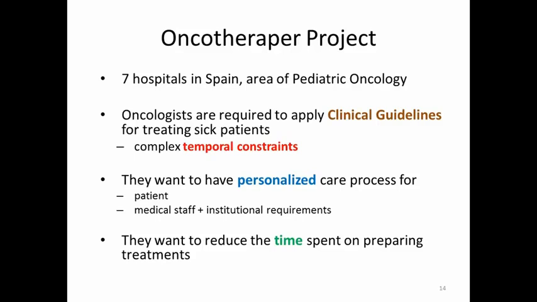So we will explain very quickly a real project that was carried out in the south of Spain. It's called Oncotherapy. In this project, the oncologists were required to apply clinical guidance for treating several patients. And these guidelines, or protocols in this case, had a lot of temporal constraints. And they have all these requirements that we talked about. They want to have a personalized care process for patients and medical staff, and they want to reduce the time that they spend on preparing this treatment.